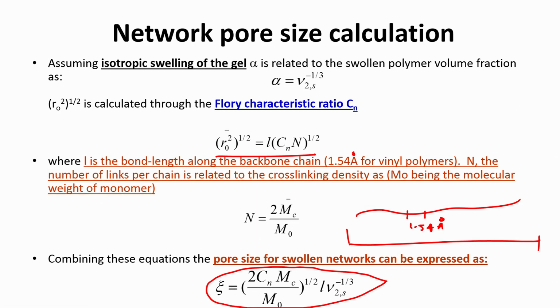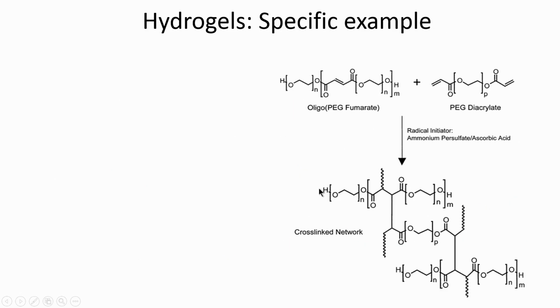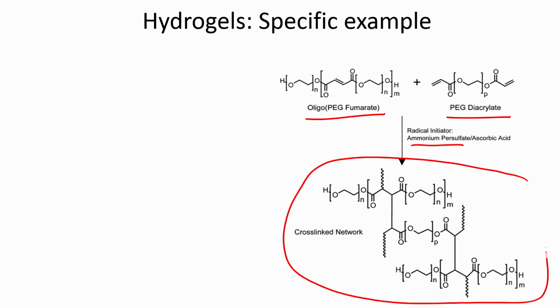So, quite a complex calculation up to here, but I will now give you an example of what is typically done in the field if you are making a hydrogel, which will make it simpler. Here is a specific example looking at the polymerization of two different types of PEG: an oligo PEG fumarate and a PEG diacrylate. It is again a radical reaction, and you use some sort of initiator, in this case ammonium persulfate. These radicals start to react with the PEG fumarate, leading to a crosslinked network, which is defined here.